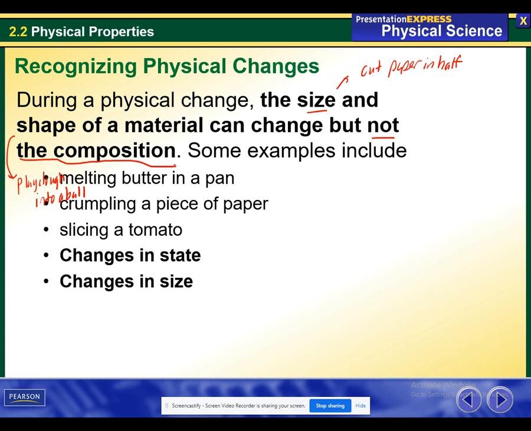Other examples are melting butter in a pan. If I melt butter, it's still butter. If you crumple a piece of paper, that just changes the shape. It's still paper. Slicing a tomato changes its size and shape, but it's still going to be a tomato. Also, changes in state, so solid, liquid, gas, are always going to be physical changes, as is any change in size.